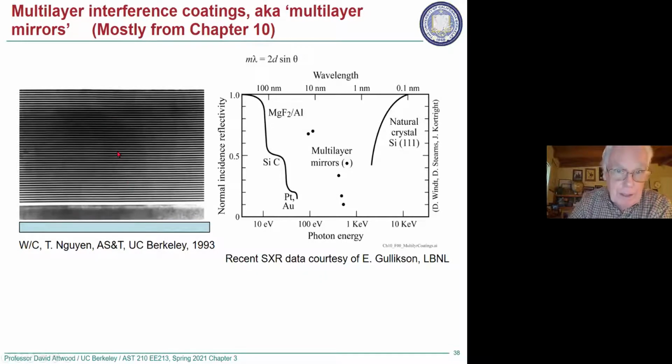So this is an early multi-layer mirror. In fact, I forget what it was. I think it was maybe tungsten carbon. Could have been polysilicon, but it was made by student Tai Nguyen. He was both in material science and he was in AST.